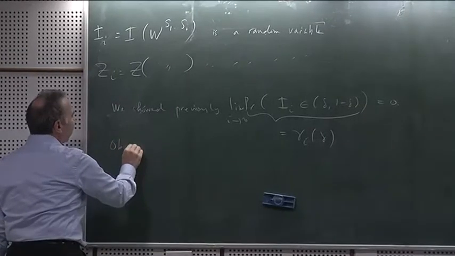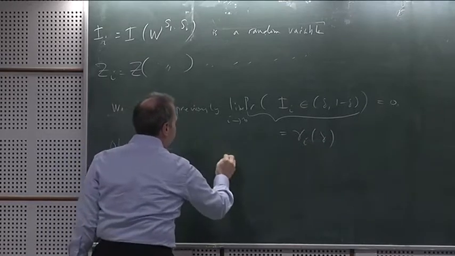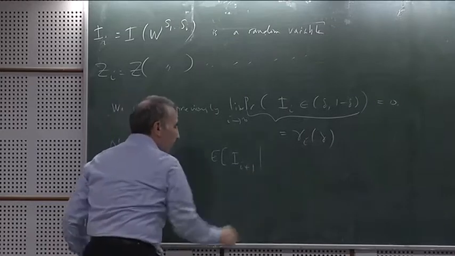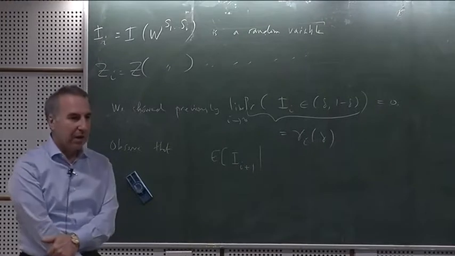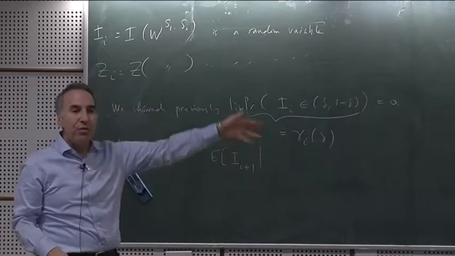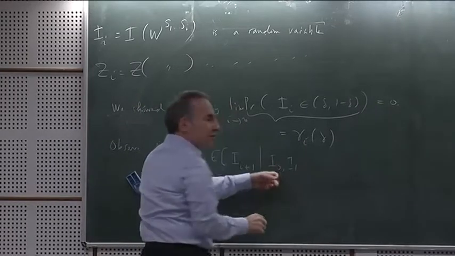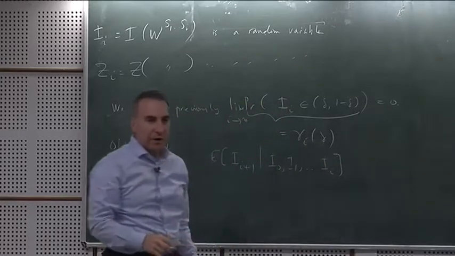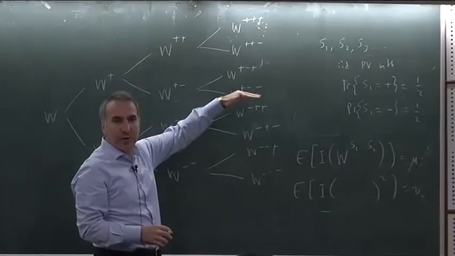Observe that if you take a look at the expectation of I plus 1, what can the value of I plus 1 be? Given that I tell you everything which happened in the past, I give you I0, which is equal to I of W, I1, all the way up to I sub I. So I tell you essentially which path I have taken up to level I. I tell you that I have followed this particular path.